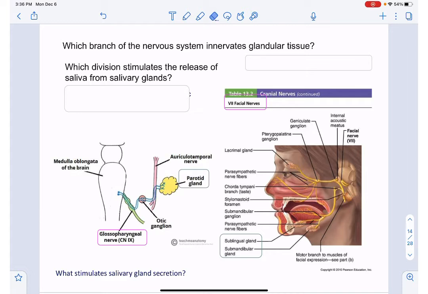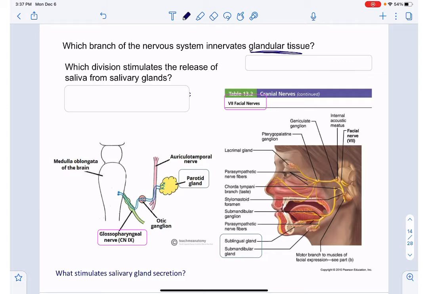Now, how are these salivary glands controlled? What controls the secretion of saliva from the salivary glands? Is there just kind of a constant amount just being produced and secreted, or is there something that stimulates the release? And the answer to that is that glandular tissue is under the control of the nervous system. So the effector organs for the nervous system include skeletal muscle, smooth muscle, cardiac muscle, and glandular tissue.